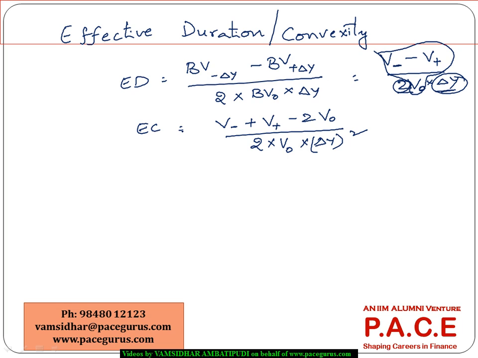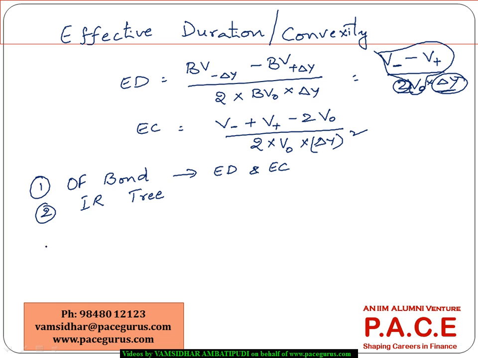Now, if our particular bond has embedded options on it, the same logic applies. Initially, you start with the option free bond. For the option free bond, you first compute the effective duration and effective convexity. Now, you know your interest rate tree, because we are talking about a callable bond or a puttable bond.